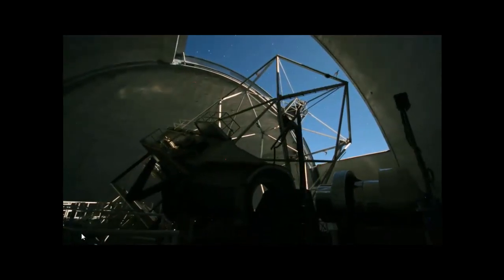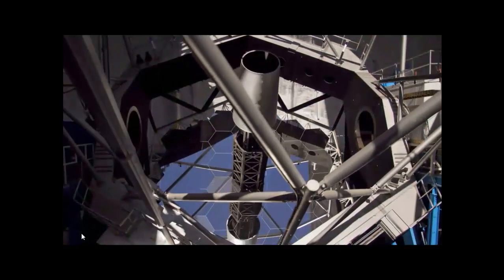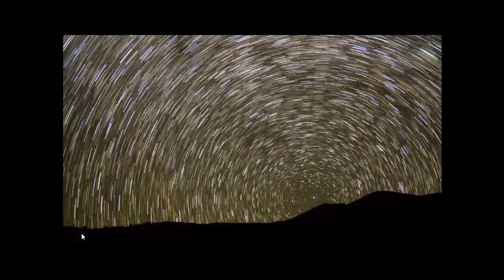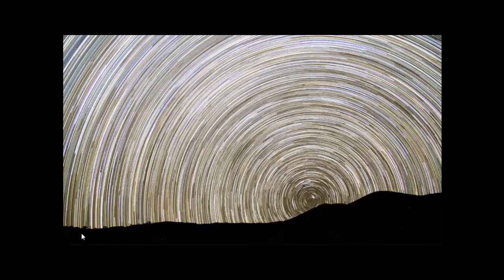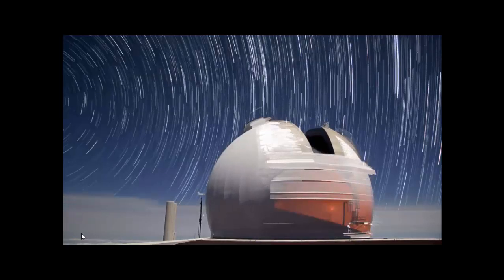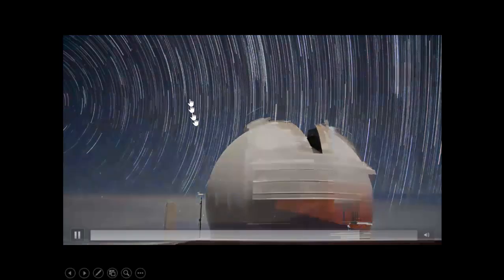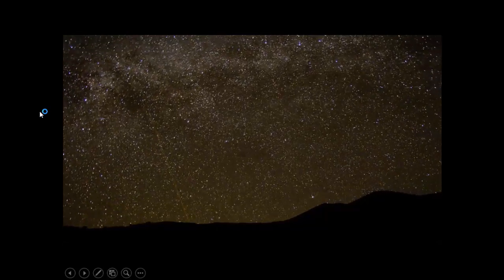The telescopes move to track the sky. They're basically undoing the rotation of the Earth. Long exposures let you see star trails. These are star trails due to the rotation of the Earth.